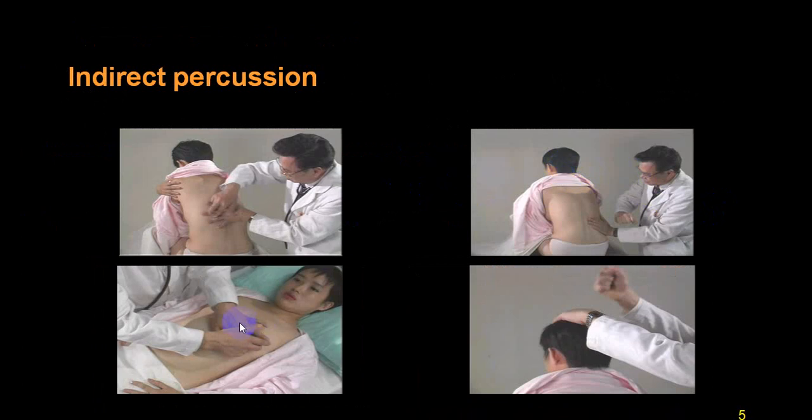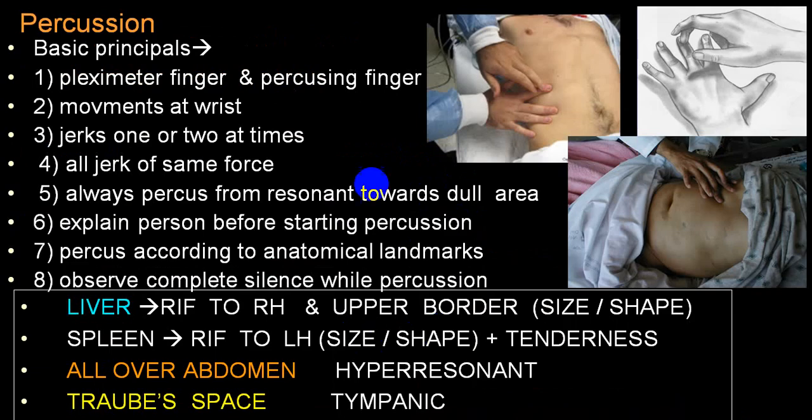In indirect percussion, you use an intervening finger, we call the pleximeter finger. That is called indirect percussion. Now I'm just going through the basic principle. Follow this properly, because this same principle will be utilized in cardiovascular system examination as well as respiratory system examination.